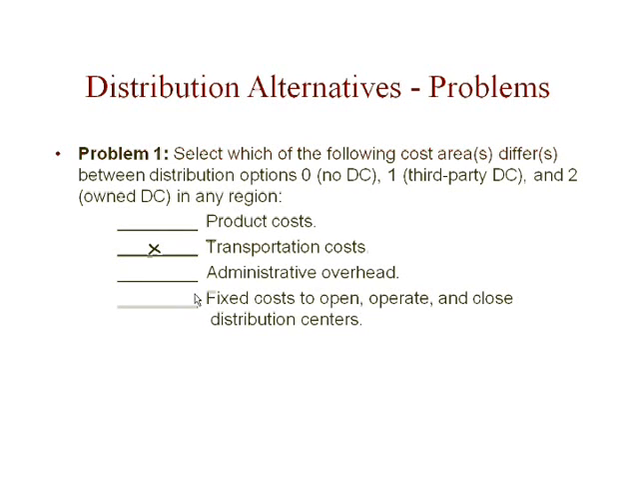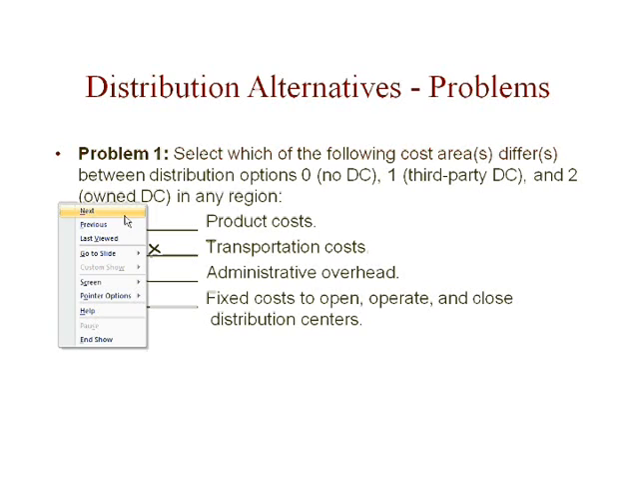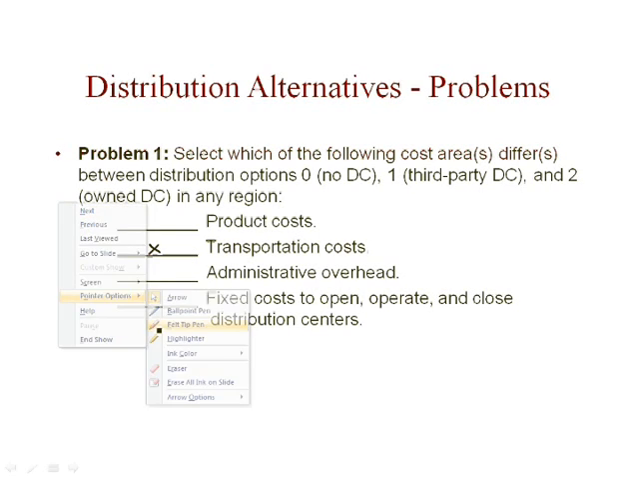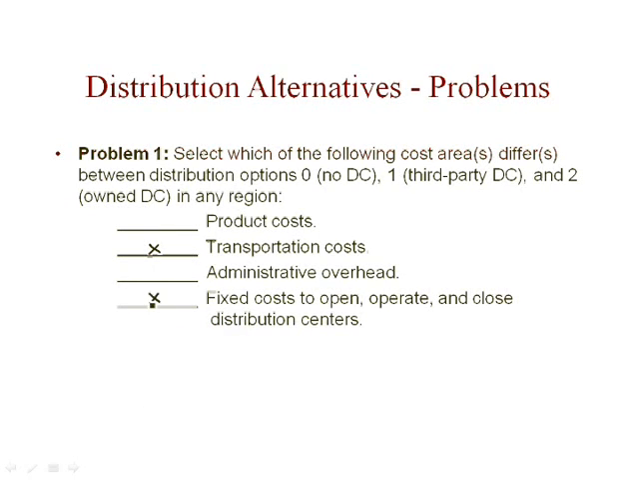Next, fixed costs to open, operate and close distribution centers. This would change because depending on whether you own one or you are outsourcing one of the distribution centers, you would have different cost structures to manage. So we would say this is another one which would be impacted.